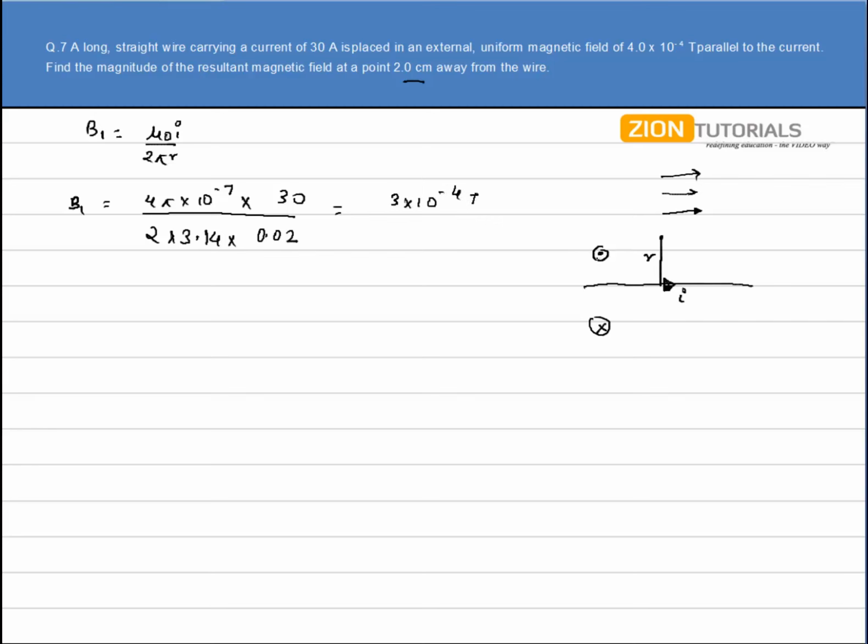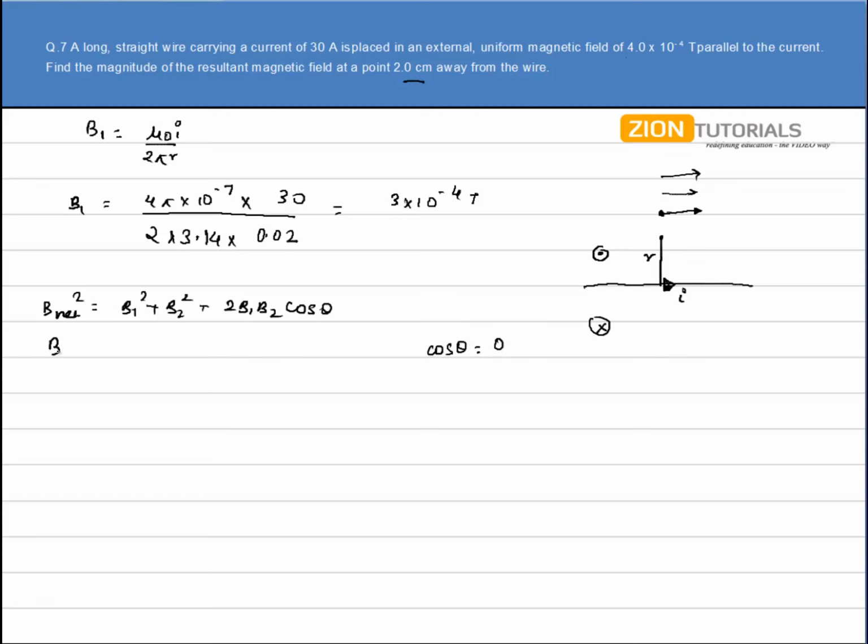Now there is another magnetic field in this direction, that is 4 into 10 to the power minus 4 Tesla. So clearly we have two magnetic fields whose angle is 90 degree between each other. So let's say there are two vectors, so the net vector is calculated by the formula B1 square plus B2 square plus 2 B1 B2 cos theta. Now clearly the angle between B1 and B2 is 90 degree, so cos theta will be 0.